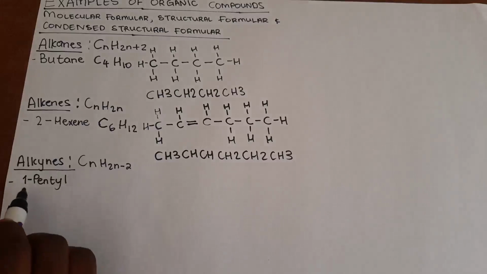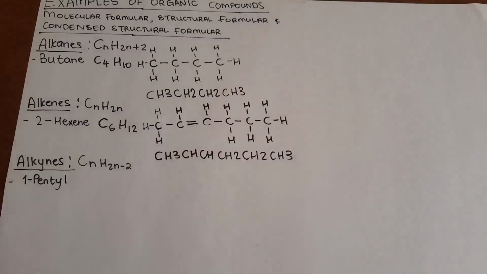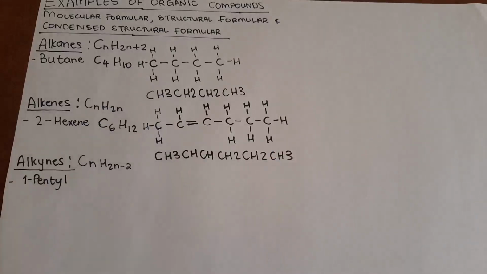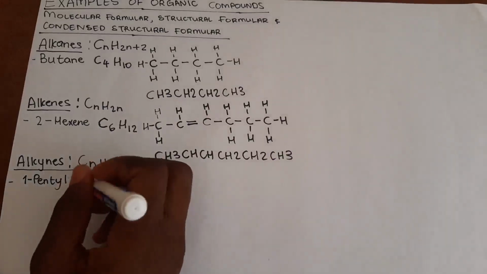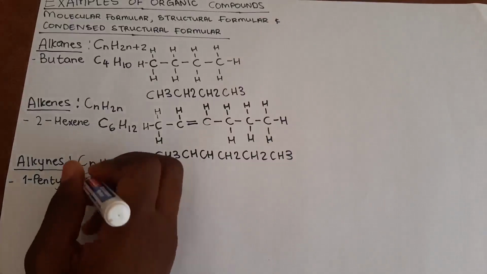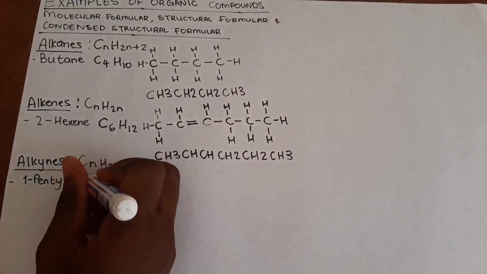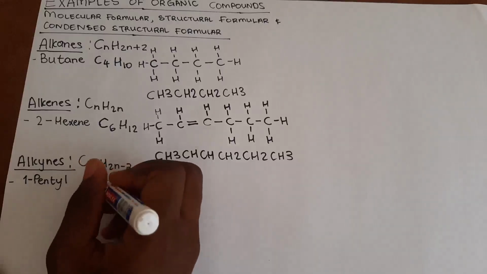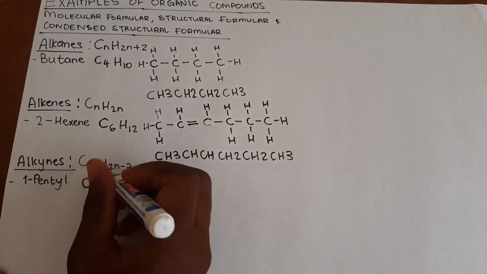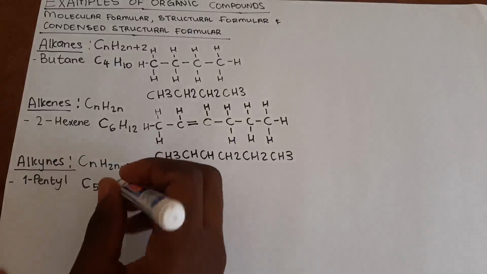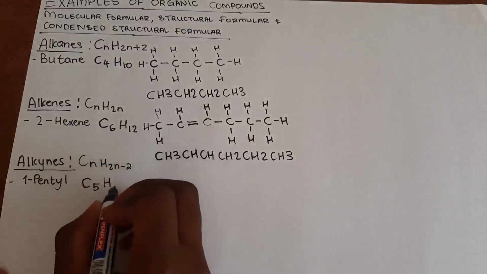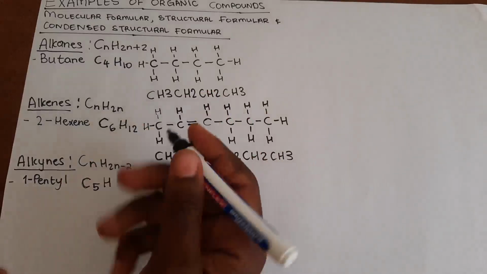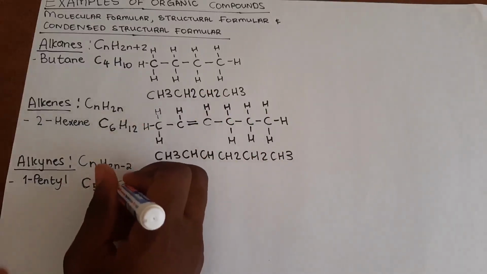1-pentyne means five, so that 1 stands for the triple bond, which must be on the very first C atom. So we're going to have C5H, 2 multiplied by 5, minus 2. 2 multiplied by 5 is 10, minus 2 is 8, so 8.